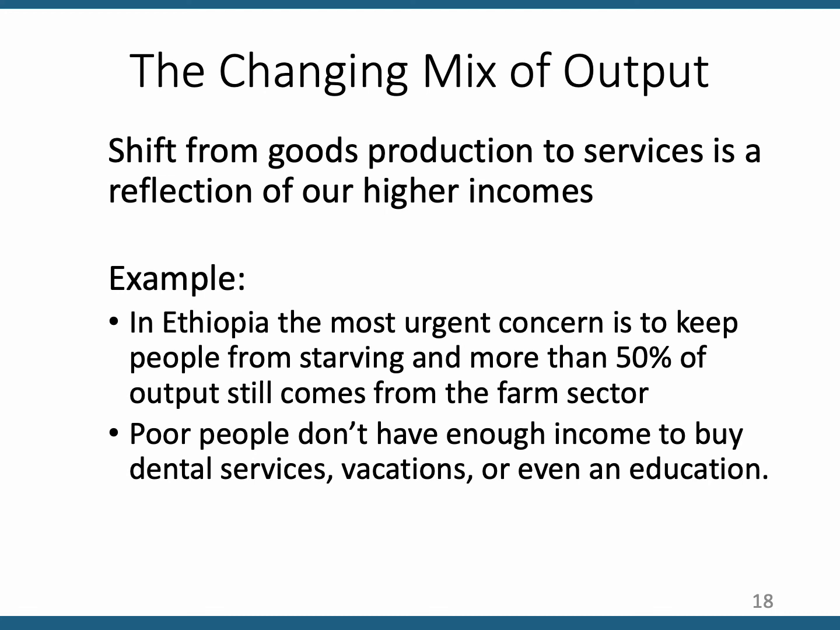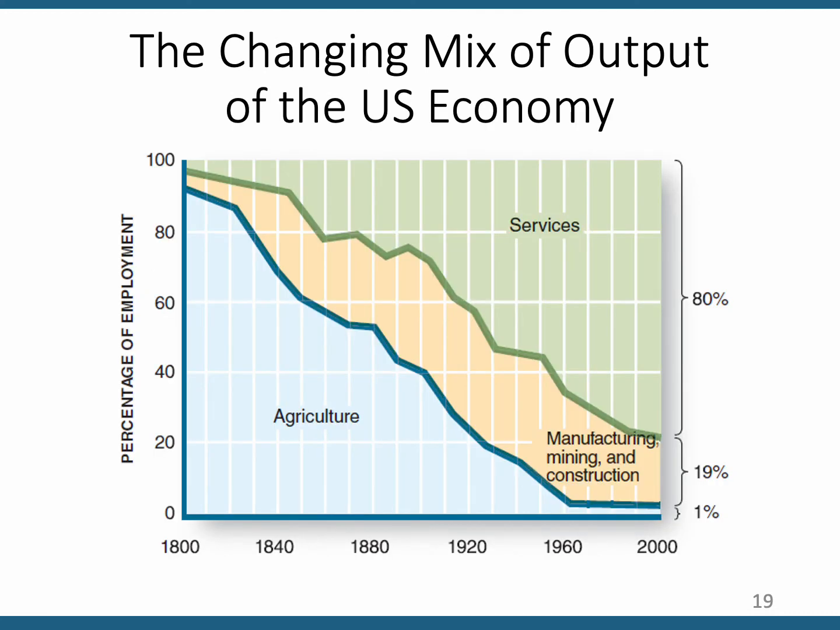And here's an example. Ethiopia, which is still a poor nation, has 50% of output still coming from the farm sector. So there is no market for dental services there, or vacations, or even education. Here's a graphic that shows in the U.S. economy from 1800 to 2000 how the mix of output has changed.